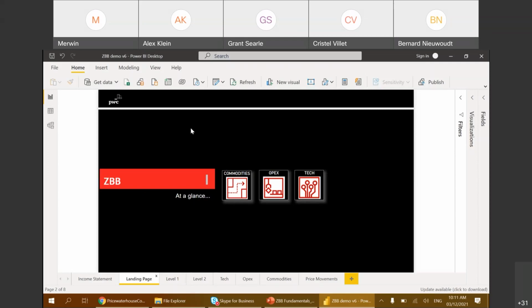Bernard, maybe whilst we wait for other questions, from my side, can we perhaps elaborate on the practical implementation of this? How scalable is this ZBB process based on the size and complexity of businesses? Is it something that we can implement just for a specific department, or do we need to look holistically at the entire business? What is your view on that? How best to start this?